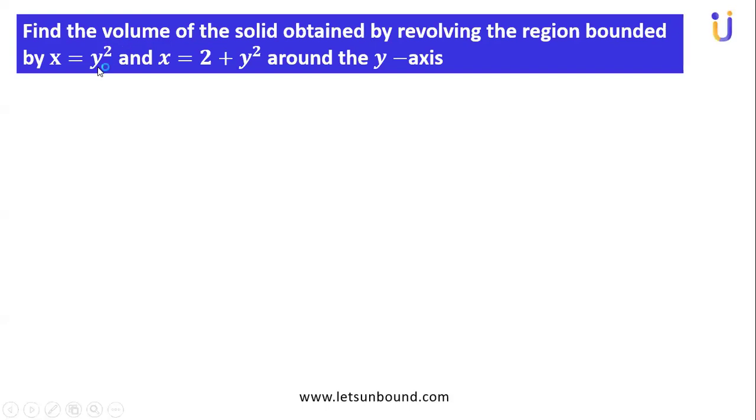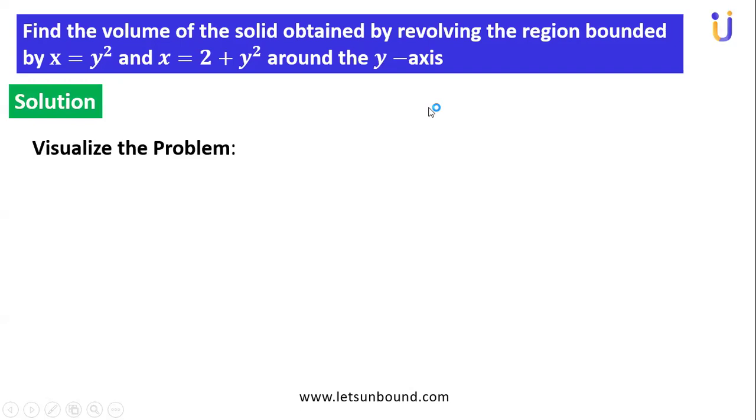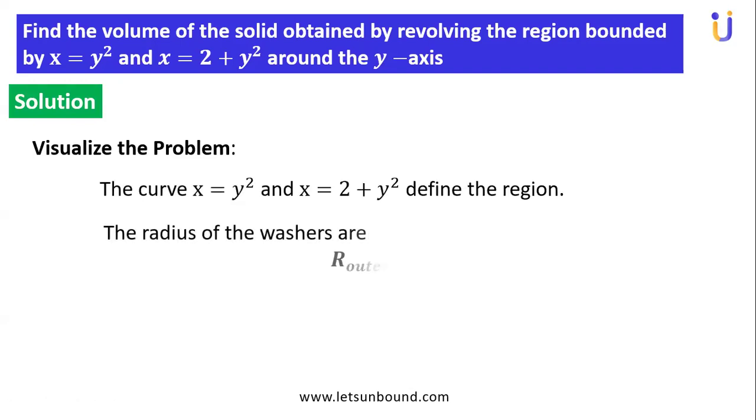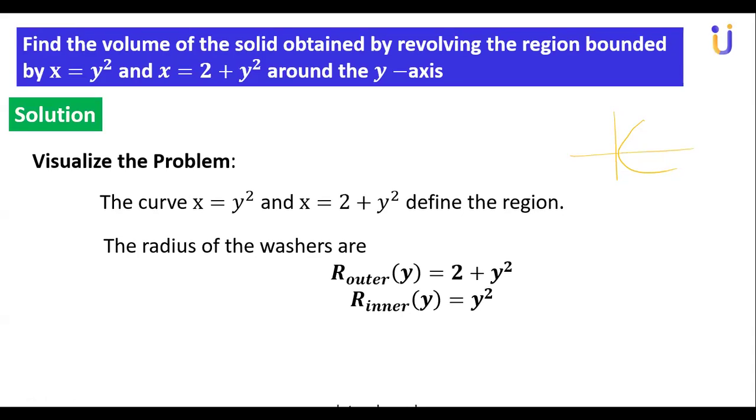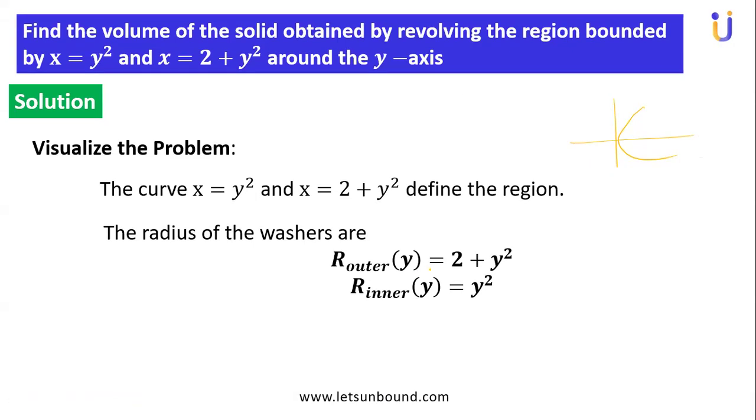Now, what if it's around the y-axis? They themselves give it in the form of x equals stuff of y. So first visualize x equals y squared and x equals 2 plus y squared, and define the region. Just a rough sketch. X is y squared. Okay, so here we go. R outer of y is 2 plus y squared. R inner of y is y squared.